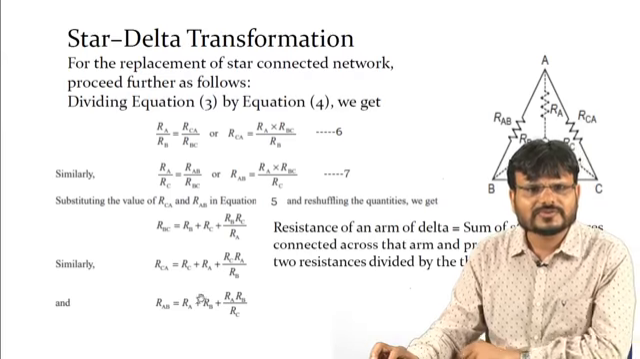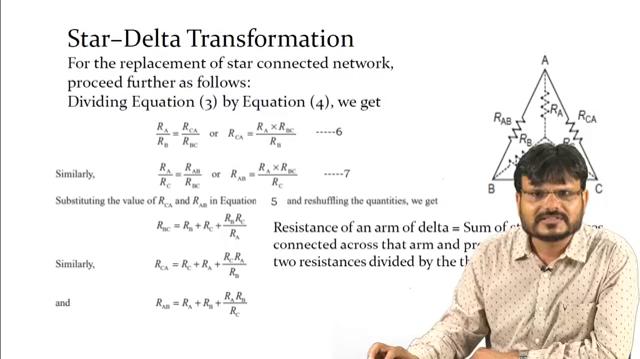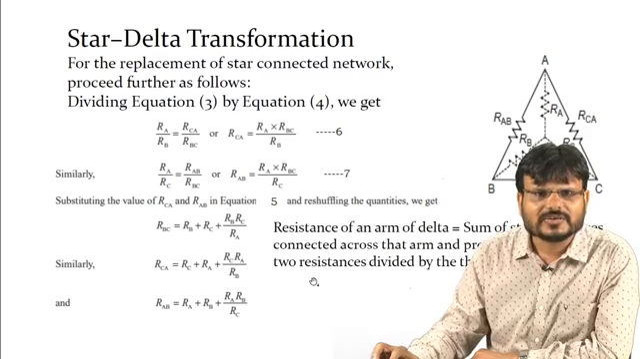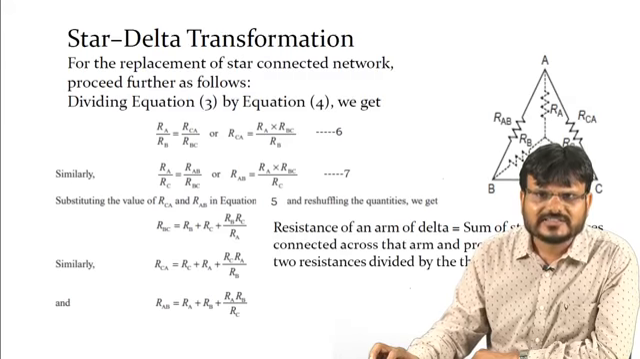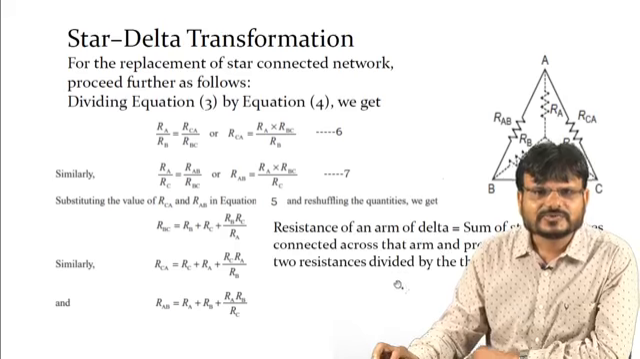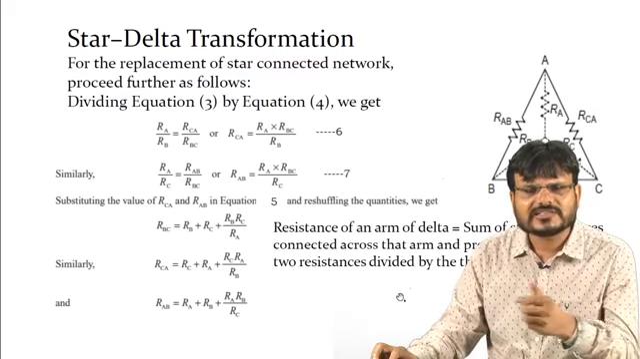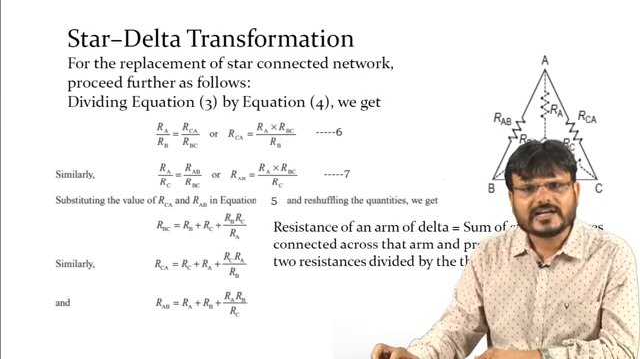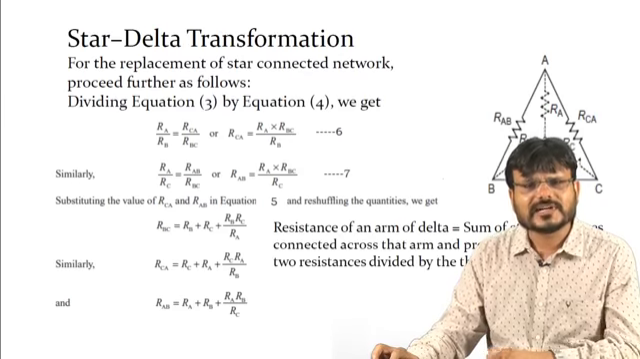Suppose you have to find RAB. RAB is equal to RA plus RB plus RA into RB upon RC. This is how you can calculate RCA also. RCA is equal to RC plus RA plus RC into RA upon RB. So the resistance of an arm of delta is equal to the sum of the star resistances connected across the arm plus the product of the same two resistances divided by the third.